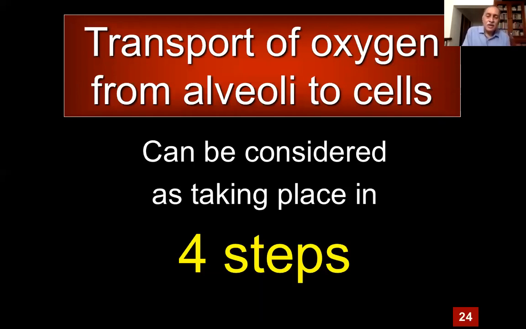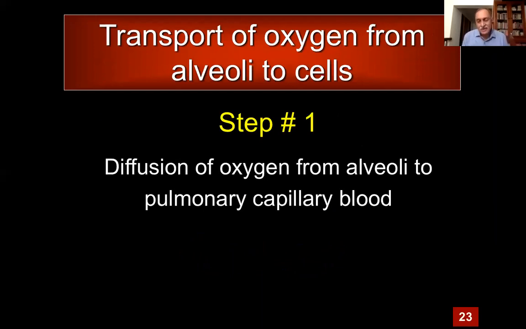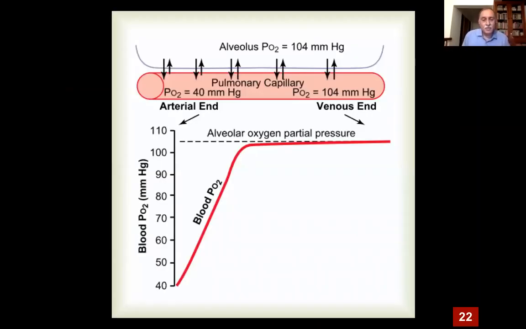To understand this, we can break up this process into 4 steps. We can consider that the transport of oxygen from the alveoli to the cells takes place in 4 independent steps. So let us look at each of these steps one by one. The first step is the diffusion of oxygen from the alveoli into the pulmonary capillary blood flow, and that is depicted here in this diagram.